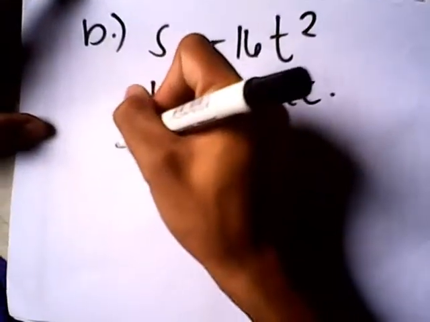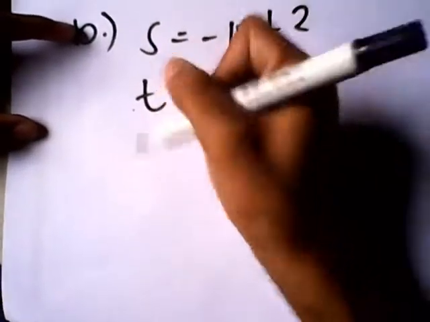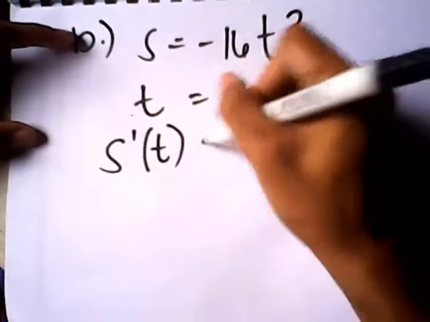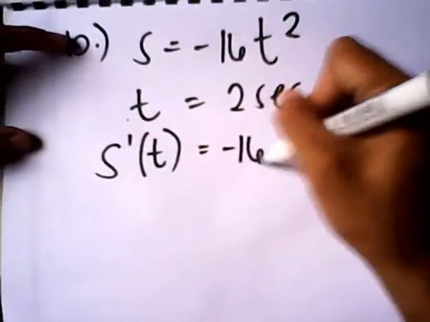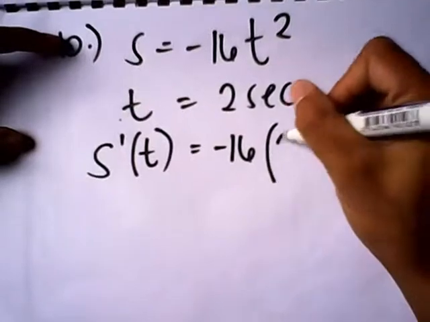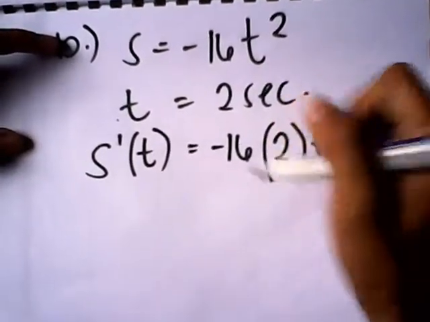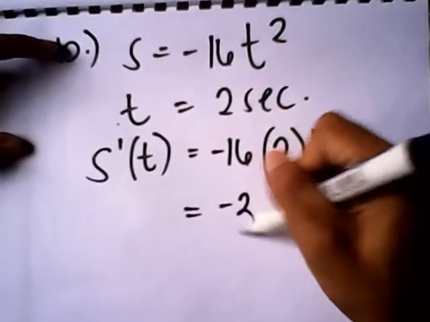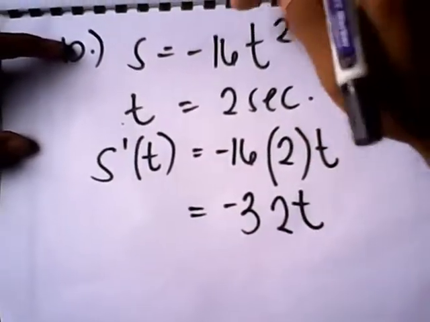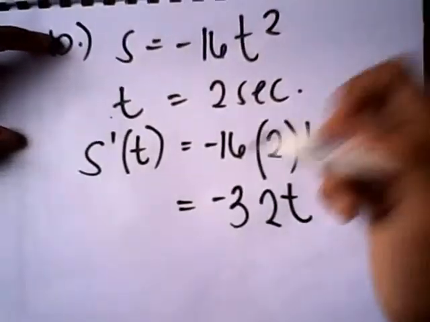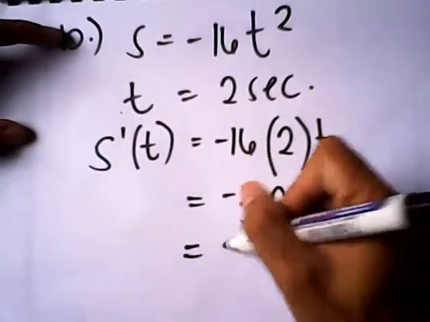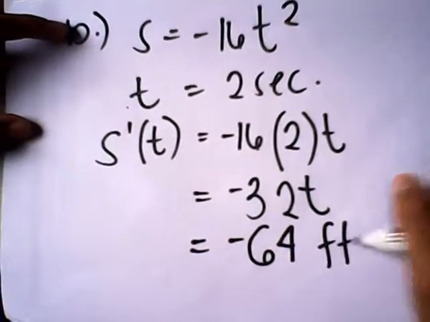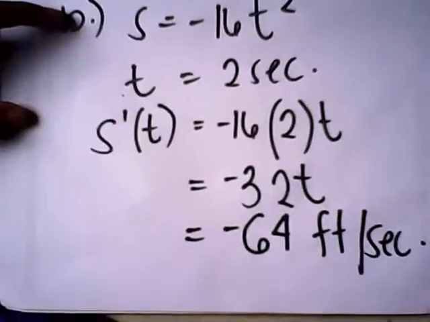Then, same as in letter A, we have to get the first derivative of our position function. Then this will become negative 16 times 2, then t. Multiplying negative 16 by 2, this will become negative 32t. Then substitute the value of t to get the instantaneous velocity after 2 seconds. So this will become negative 64 feet per second.